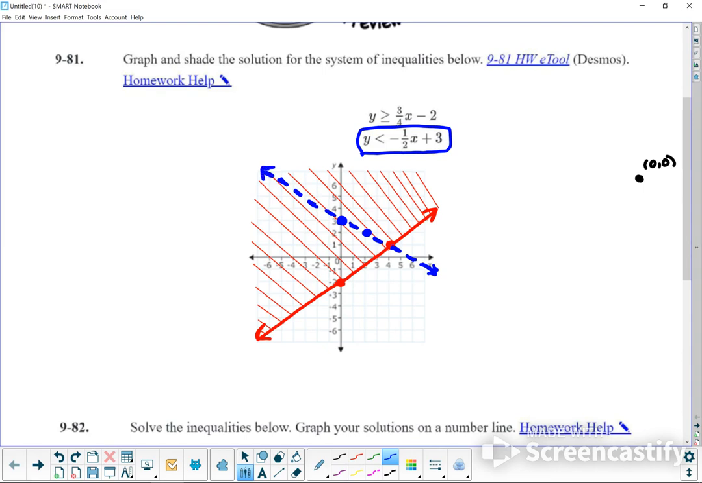That's the best I got. And again, you're going to go ahead and shade and figure out which way to shade using the test point, or you can understand what the inequality tells you. But that 0, 0 is down below, so I'm going to go ahead and test out my 0, 0 point.